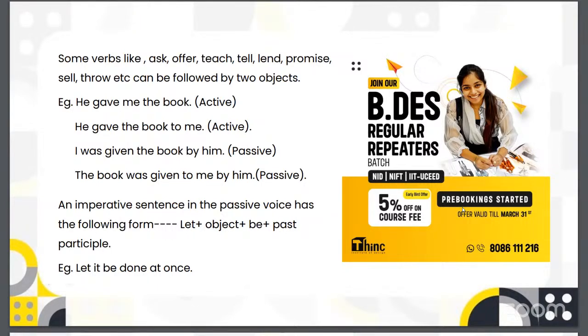Or you can also say the book was given to me by him. So if you want to stress that you are important, the object in the active voice, me, is given importance, and you can change it into I was given the book by him. But suppose you want to stress on the fact that the book is important, then you can start the sentence in passive voice with the book was given to me by him. So both ways are correct.